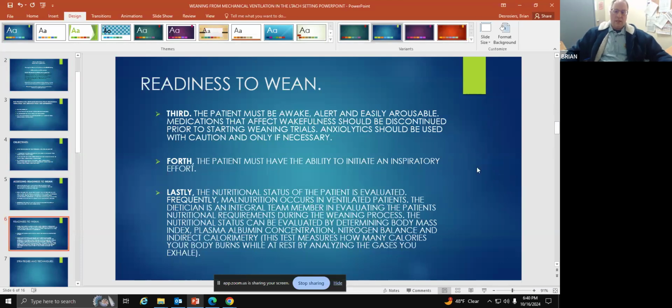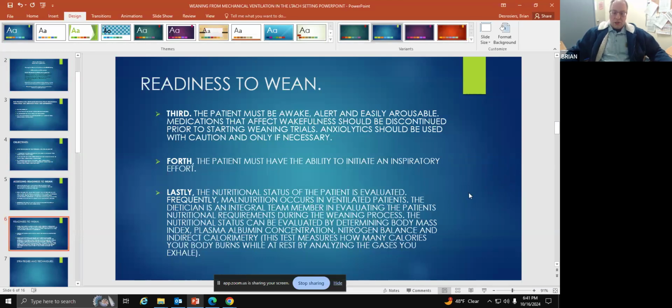And then lastly, I'll talk about, as far as readiness to wean, the nutritional status of the patient. Usually malnourishment occurs in ventilated patients. They're in the ICUs for a long time. They're on tube feeds or what have you, or maybe just IVs. And so it's very common for them to become malnourished.